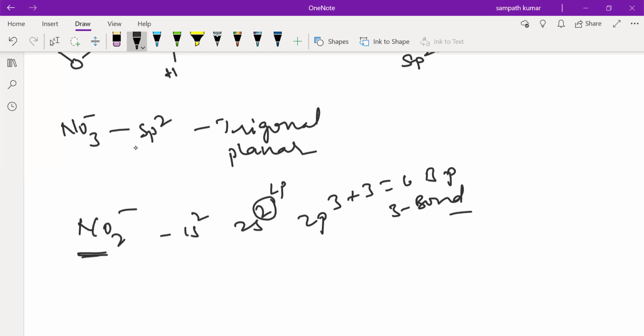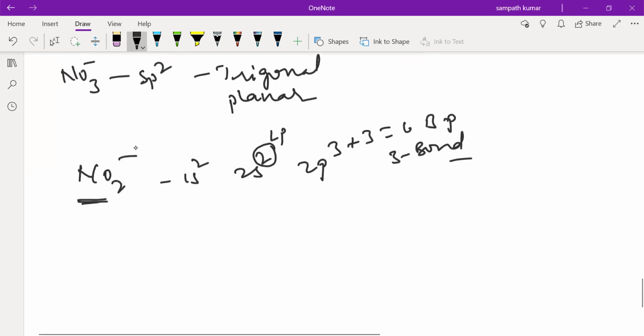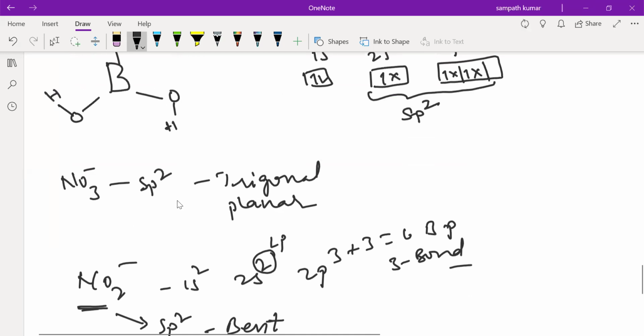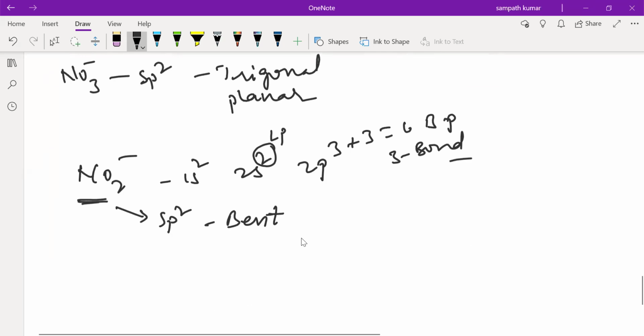Bent or angular. Very good. Of course, the geometry is sp2, but it is a bent structure. Why a bent structure here? The above one is trigonal planar with sp2 hybridization. This is the same hybridization, but it is a bent structure due to the presence of lone pairs.